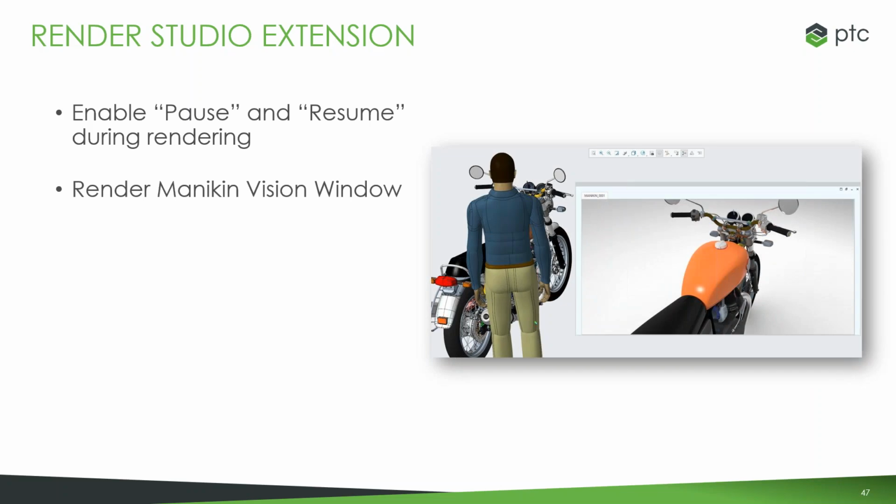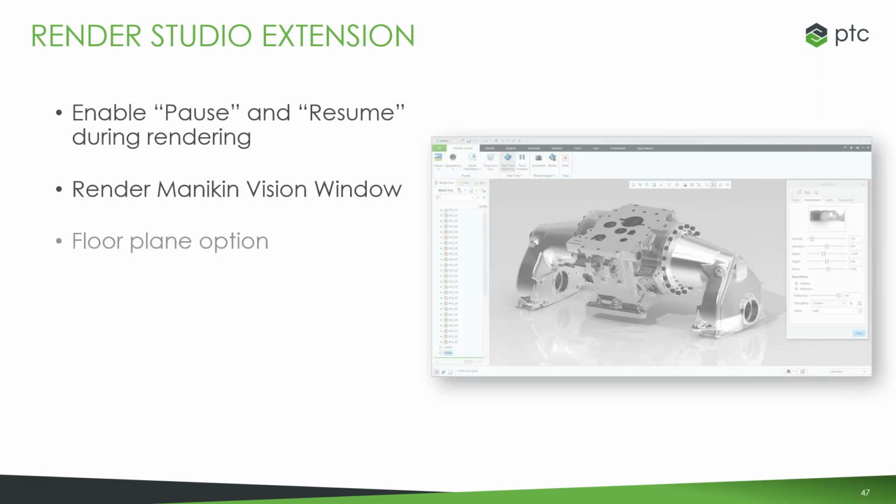You can also now render the mannequin vision window. So what that is, we have these mannequins that we can use in Creo, and we're essentially taking the view that that mannequin can see. We're able to render that view to get some really nice shots of our different models. We also now have the option to define a custom floor plane for that render. So it allows you to flip the model, change where the shadows and the reflections are going to appear. Now you have that level of added customization.